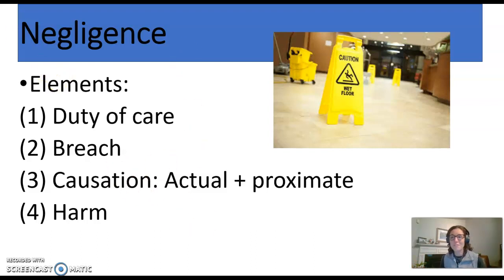Your book actually references the most famous case as to proximate cause. It's called Palsgraf versus Rhode Island Railroad. And it is the case that said that the defendant is liable when his conduct caused the harm, but only for harms that were reasonably foreseeable.